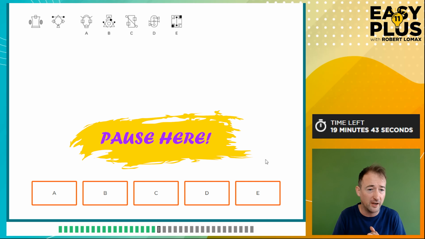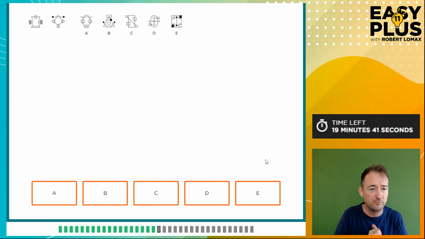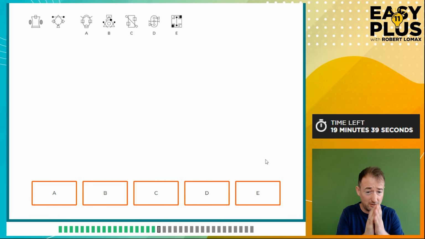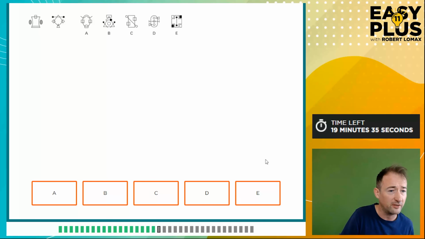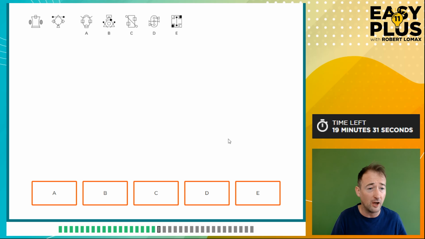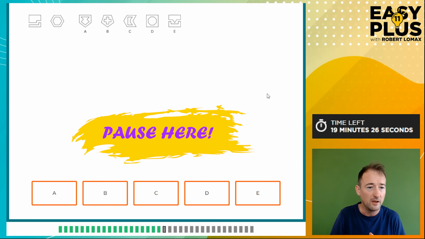Nice straightforward one there. Look, these ones on the left, they're clearly symmetrical with the vertical line of symmetry. So let's see whether that gets us there. A is, B no, C no, D no. Yeah, okay. A is the only one that's symmetrical with a vertical line of symmetry. Easy.